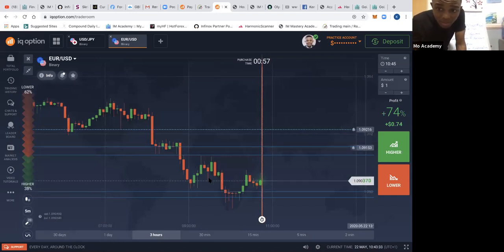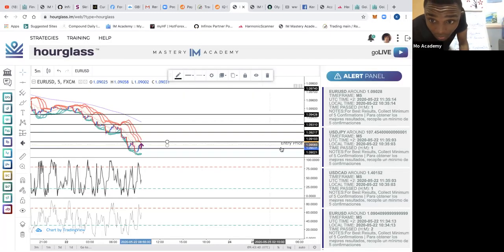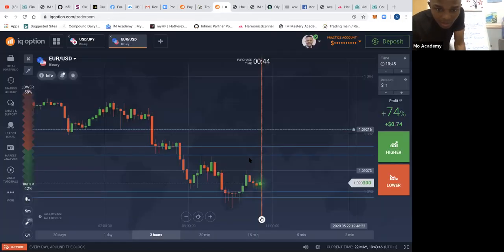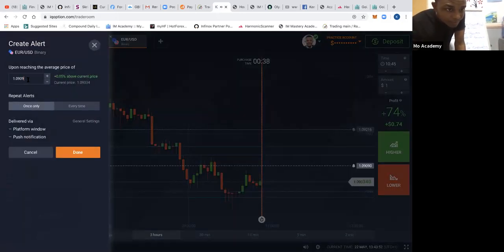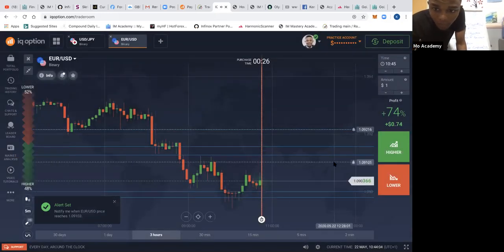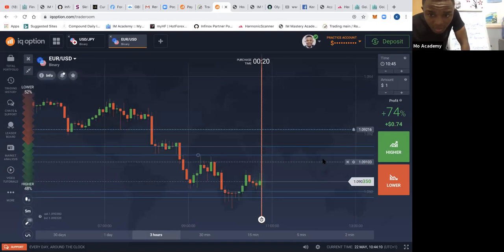And the next one is 103. That one should be there in no time. So let me put an alert at 103. Okay, good. So this is 103. You can see the alert line is there.